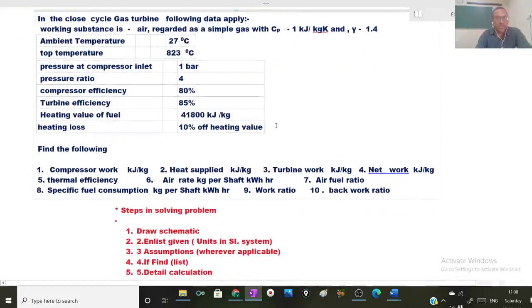Compressor work in kilojoule per kg, heat supplied in kilojoule per kg, turbine work in kilojoule per kg, net work in kilojoule per kg, thermal efficiency, 6, air rate in kilogram per shaft kilowatt hour, 7, air fuel ratio, 8, specific fuel consumption in kg per shaft kilowatt hour, 9, work ratio, and 10, back work ratio.